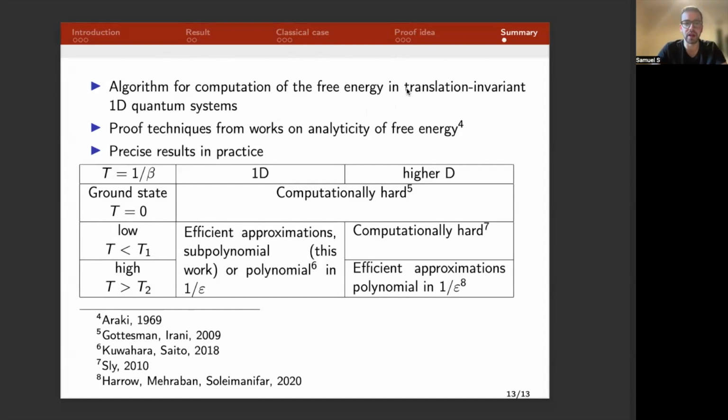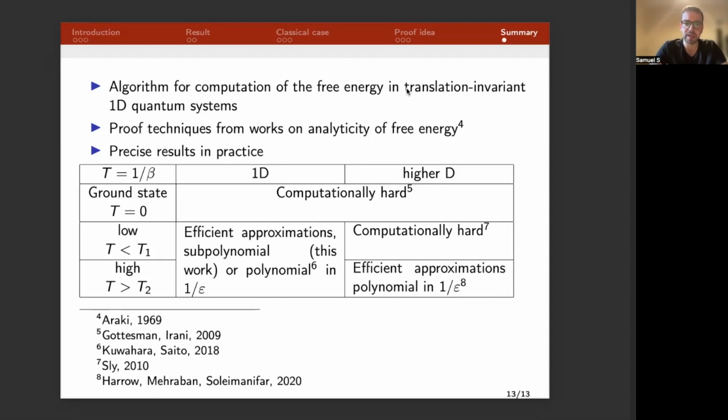to present an algorithm based on these. It turns out that our algorithm is also particularly simple to implement and gives quite precise results in practice if you use it for 1D quantum systems. Also, I've put down a table here which gives us a bigger picture of how this algorithmic efficiency fits into different settings.